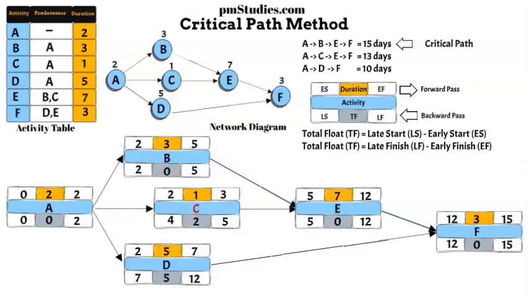Activity C, which is not in the critical path, has TF of 2. That means that the maximum this activity can be delayed without impacting the project duration is 2 days. Activity D, which is also not in the critical path, has TF of 5. That means that the maximum this activity can be delayed without impacting the project duration is 5 days.